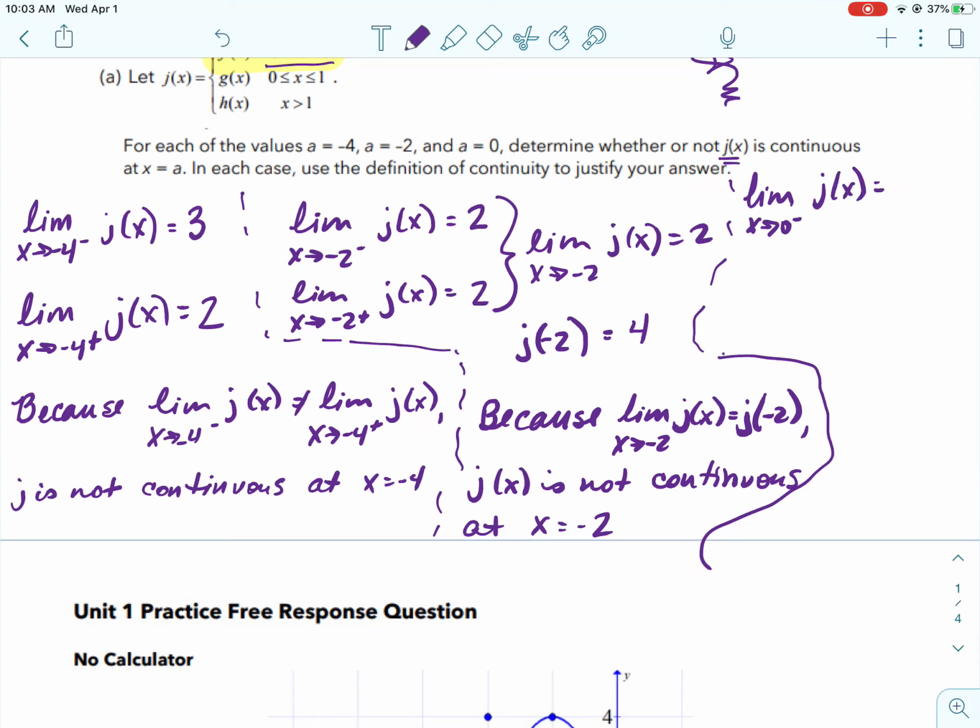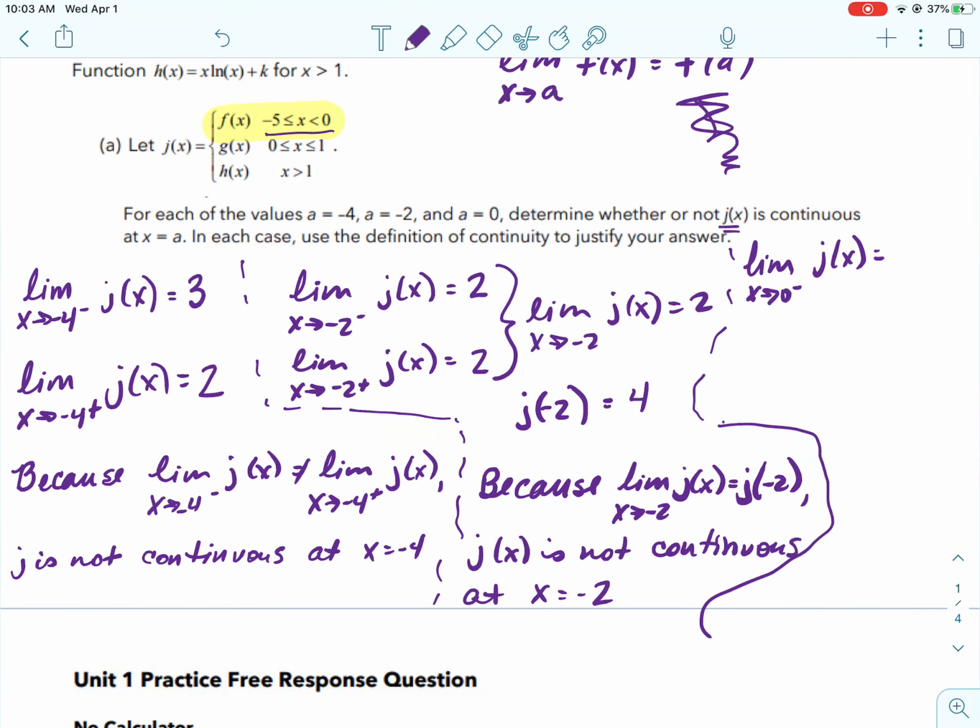And we have one more to show, and that is when a is 0. We're going to need to find the limit as x approaches 0 from the left to begin with, and then the right, and then we'll need to find J of 0 and see if they're all equal to each other. Now 0 is kind of a different number because on one side of 0 we use f of x, and on the other side of 0 we use g of x.